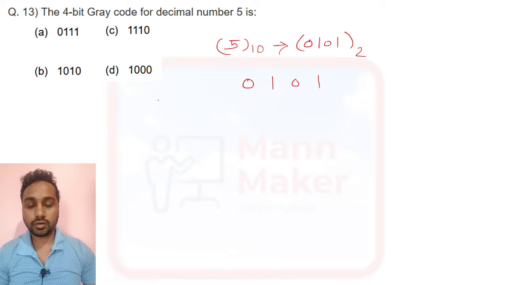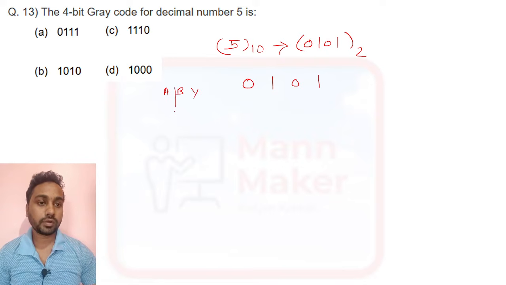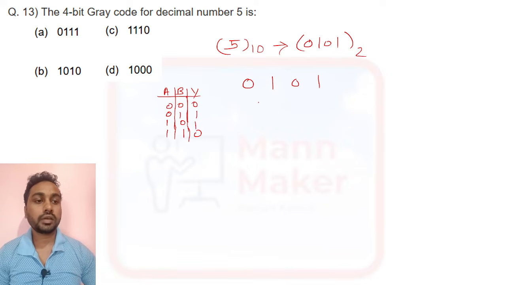Whenever we are going to convert gray code to binary or binary to gray code, then we require XOR operation. If we see the XOR truth table, which we already saw two times in a previous question also: 00 is 0, 01 is 1, 10 is 1, and 11 is 0. Now we need to put XOR operation here. First, this MSB bit we need to write as it is. This is 0. Now between 0 and 1 we need to put XOR operation.